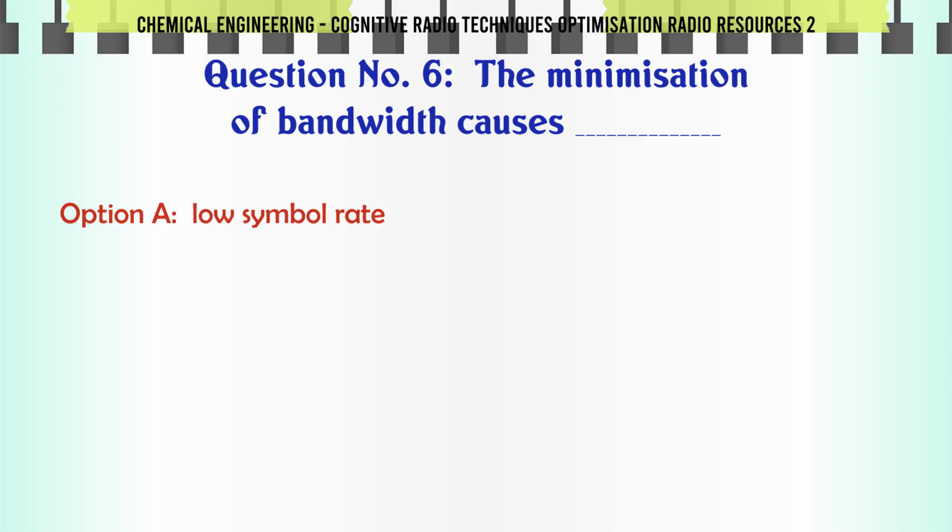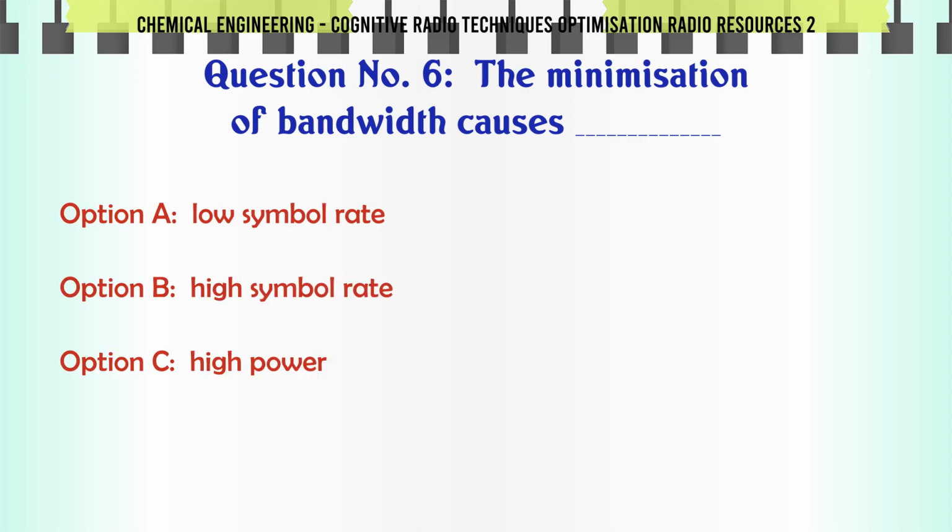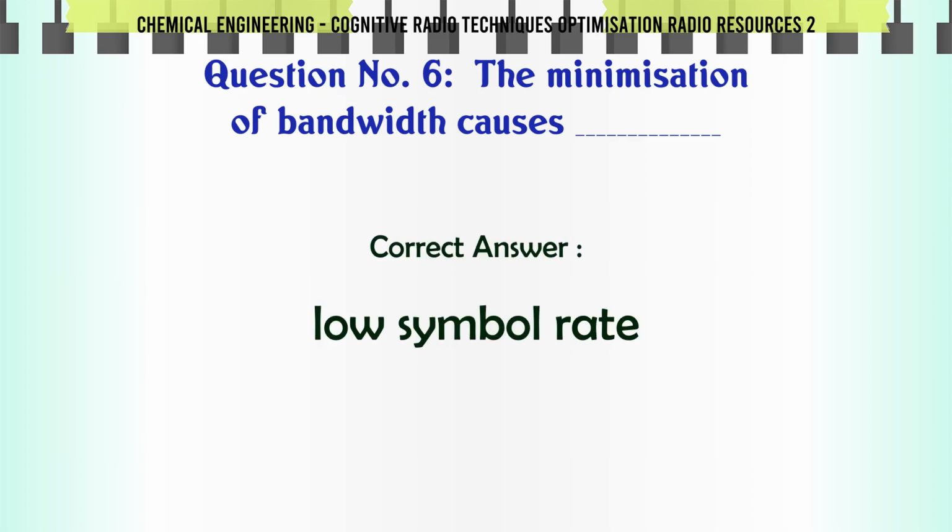The minimization of bandwidth causes A. Low symbol rate. B. High symbol rate. C. High power. D. Low power. The correct answer is low symbol rate.